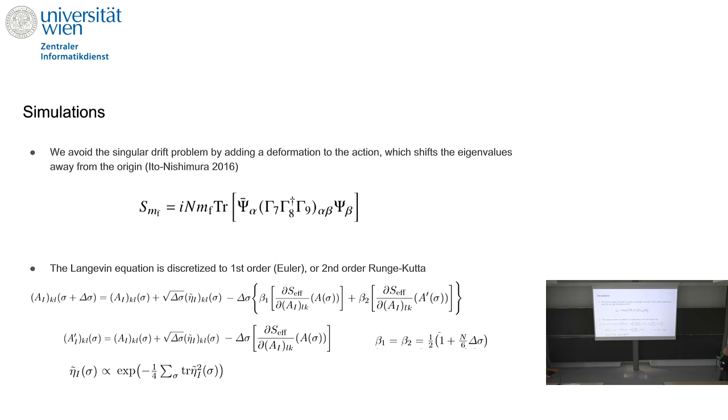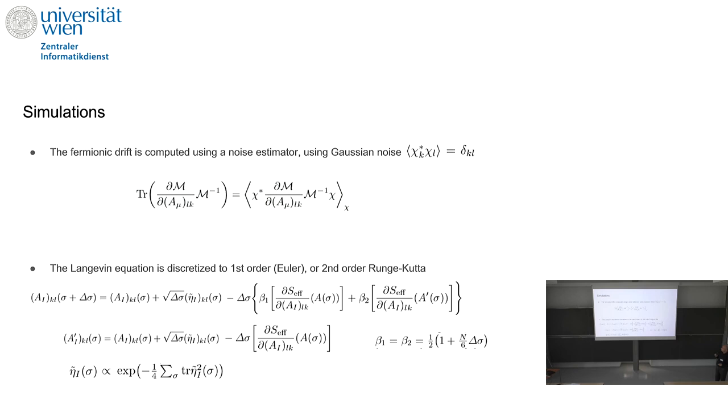In order to study the model with the complex Langevin method, we have to discretize the stochastic equations, and this can be done in many ways. We have done it in first order, and also applied the second order Runge-Kutta. And of course, there is a time step that one has to be careful with, and in the end send it to zero to make sure that there are no discretization errors.